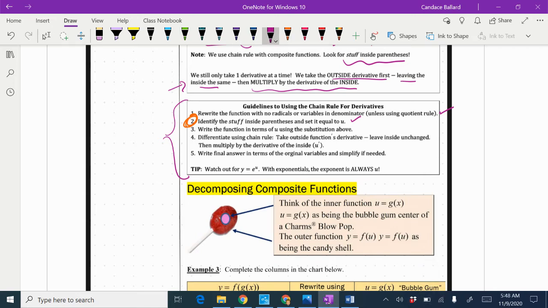Write the function in terms of u using the substitution above. Differentiate using the chain rule. Take the outside function's derivative, leave the inside unchanged, then multiply by the derivative of the inside. Write the final answer in terms of the variables and simplify if needed. And watch out for e with exponentials. The exponent is always the function.